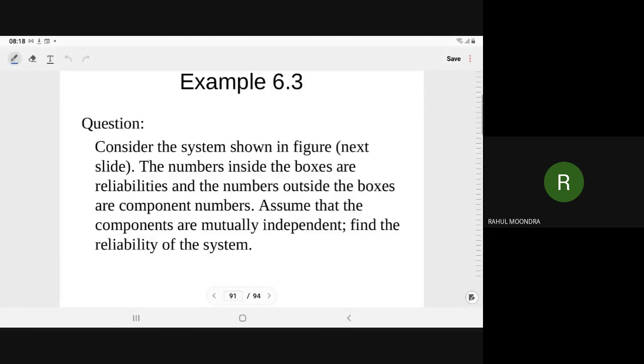Now, this is a solved example from your book. I believe you can do that much, as I have taught you. So I believe now you can do this question. Consider the system shown in the figure on the next slide. The numbers inside the boxes are reliabilities, and the numbers outside the boxes are component numbers. Assume that components are mutually independent. You have enough idea what independence means: the functioning of one component will not affect the functioning of the other. Find the reliability of the system.